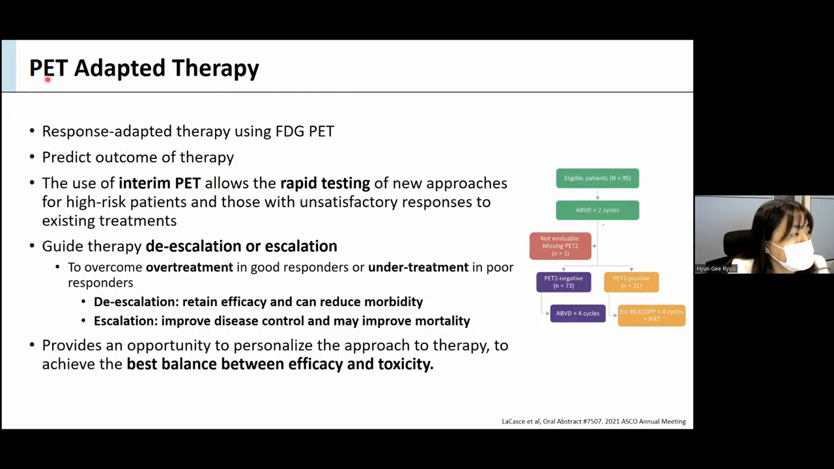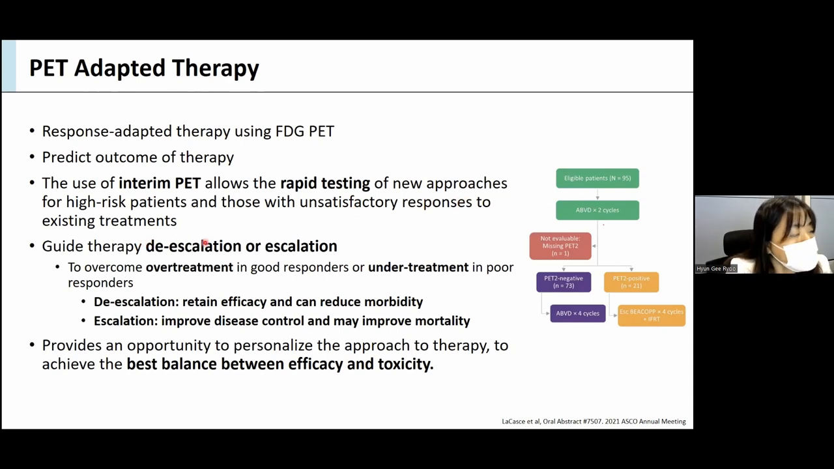I would like to introduce the concept of PET adaptive therapy. The PET adaptive therapy is a response adaptive therapy using the FDG PET. By using the FDG PET, we can predict the outcome of the therapy. So the interim PET, which is the PET during the treatment, allows the rapid testing of new approaches for high-risk patients and those with unsatisfactory response to the existing treatments.